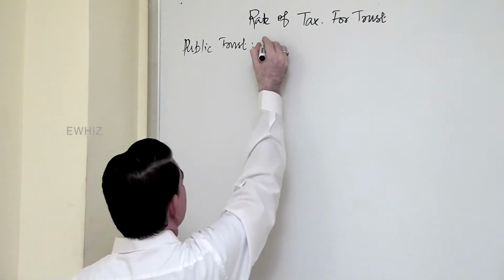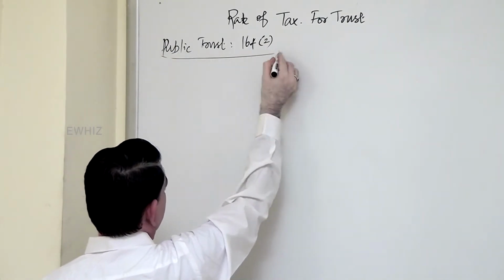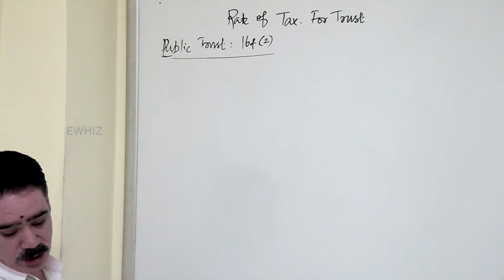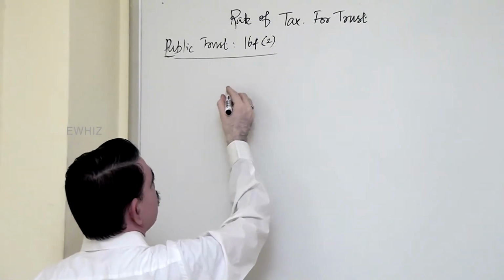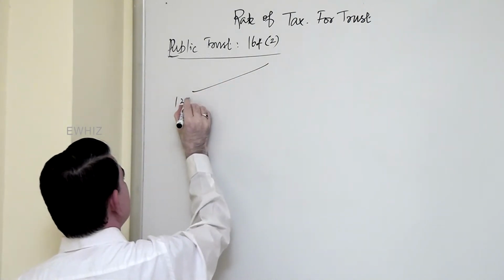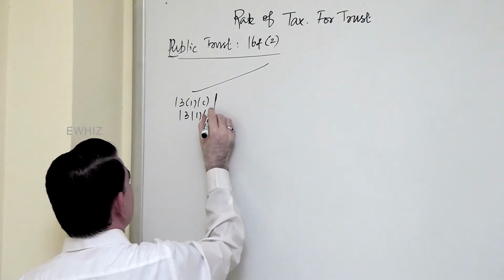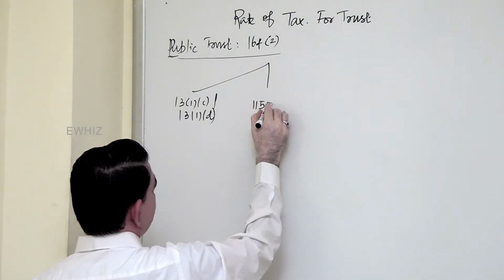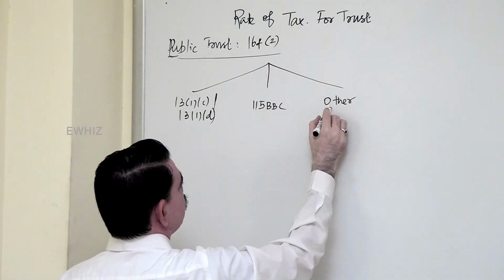Right. Section 164, subsection 2 says three things. Out of the total income of the trust after claiming 11 and 12: first, where 13(1)(c) or 13(1)(d) is invoked; second, where 115BBC comes in; third, other cases, other than these two.